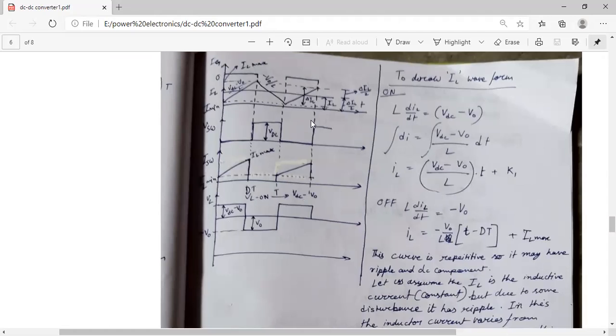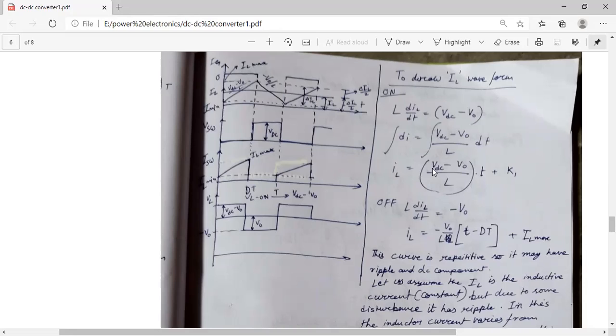Now to draw the load inductive current waveform, what will we do during the on time? During on time, it was the equation L dIL/dt equals VDC minus V naught, the previous equation. So if you integrate both sides, the integration of dI is equal to (VDC minus V naught) by L dt. Integrating both sides, you will get the IL value.